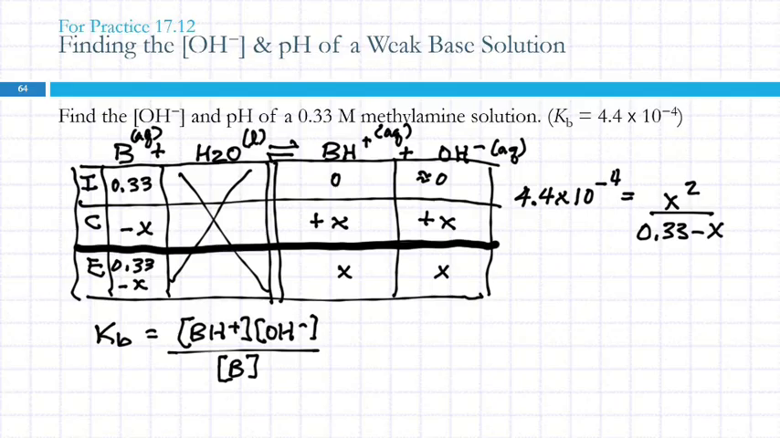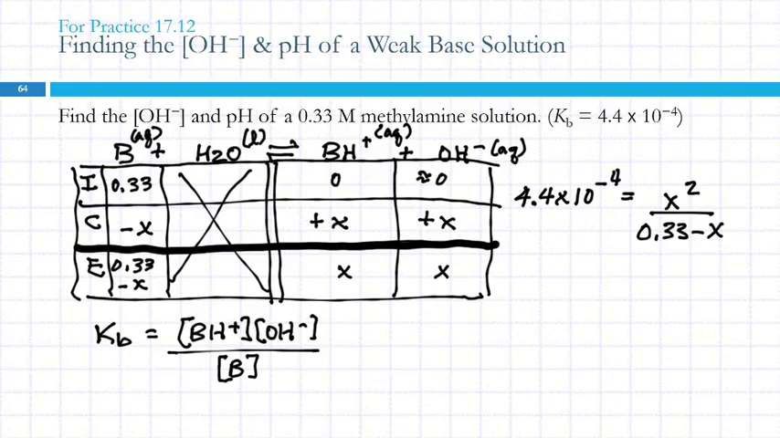We need to solve for X. Does this look like a reasonable candidate for X is small? Yeah, probably. 0.33 is relatively large and 4.4 times 10 to the minus 4 is relatively small. So you could do that, then you have to check it. I'd rather just do the number solver myself, because then you don't have to check it. You just know that's the right answer.